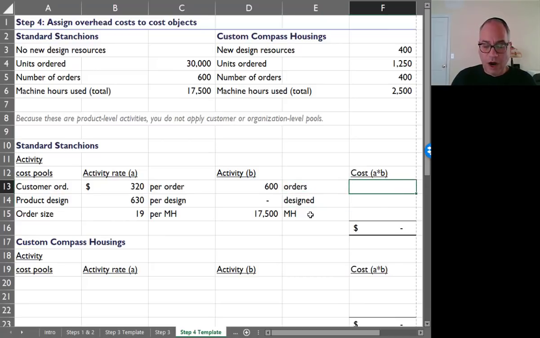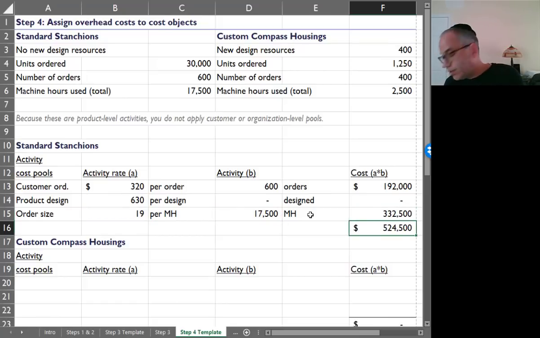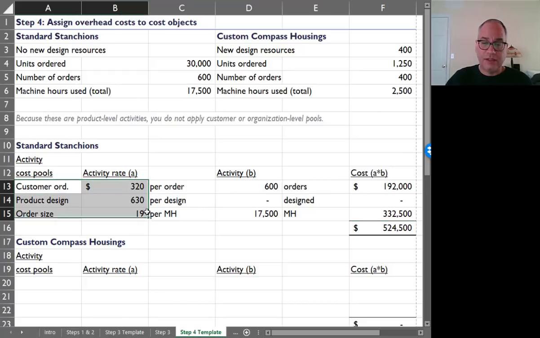So therefore, the cost would be, out of the customer order cost pool, $192,000. Product design would be 0 because we didn't have any designs. Order size would be 19 times 17,500 or $332,500. So the total cost of making standard stanchions was $524,500. Custom Compass Housings, I'm going to use again the same information here.